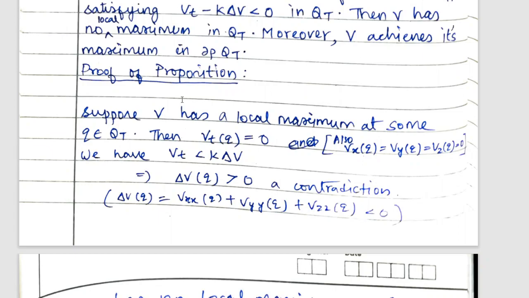So the statement is: let V be a function in CH satisfying Vt minus k delta V less than 0 in Qt. Then V has no local maximum in Qt. Moreover, V achieves its maximum on the boundary of Qt. So here V is a function in CH and it satisfies Vt minus k delta V less than 0. Here you can see it is not equal to 0, it is less than 0 in Qt. Then V has no maximum inside Qt. Moreover, V achieves its maximum on the boundary of Qt. So first we will prove this.